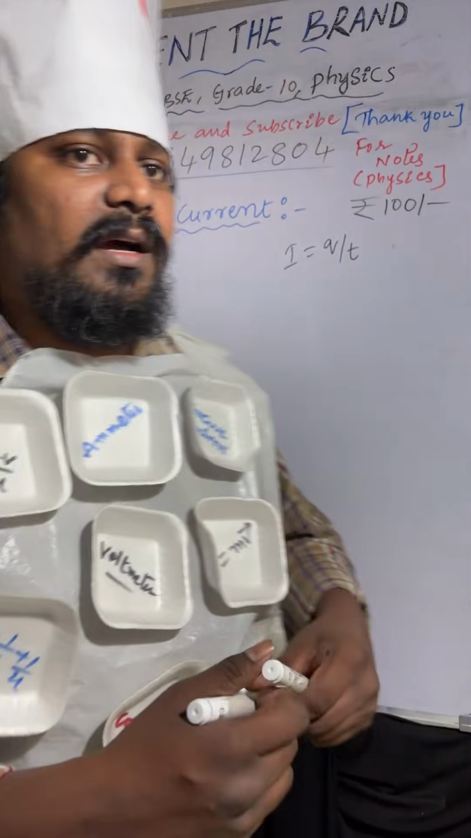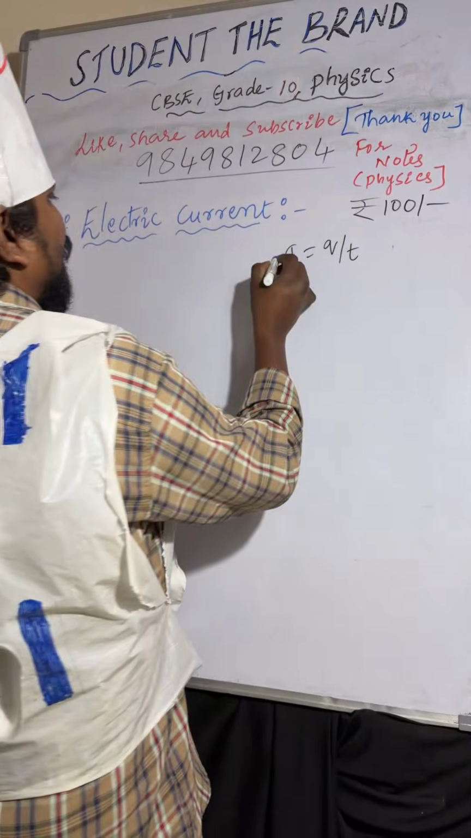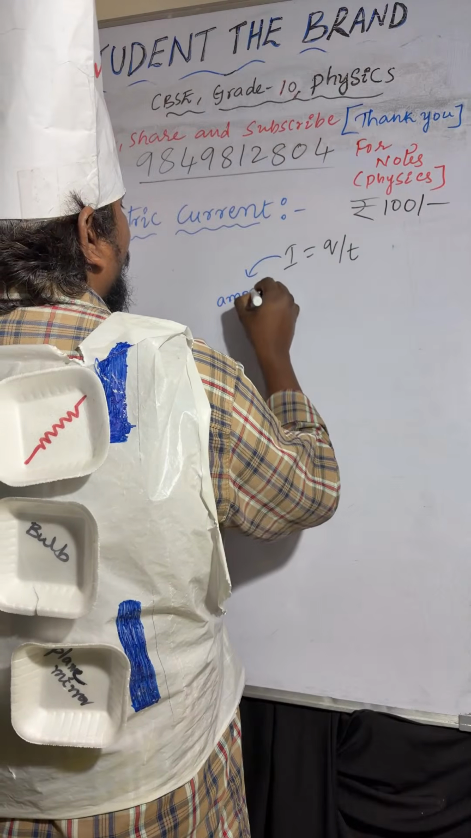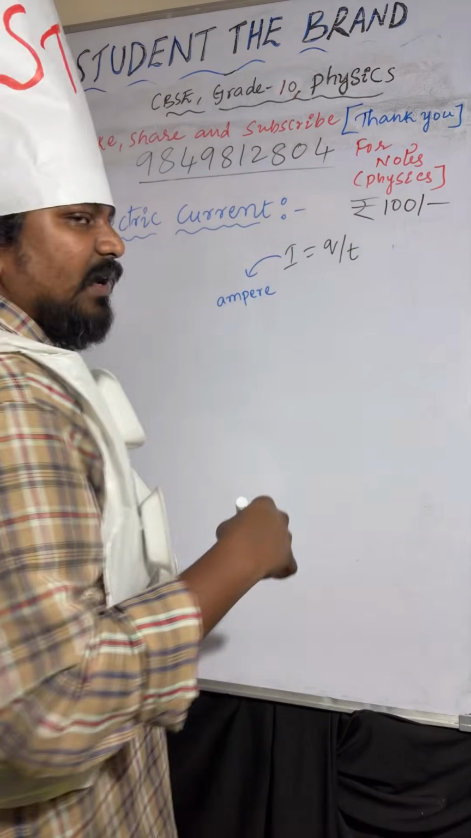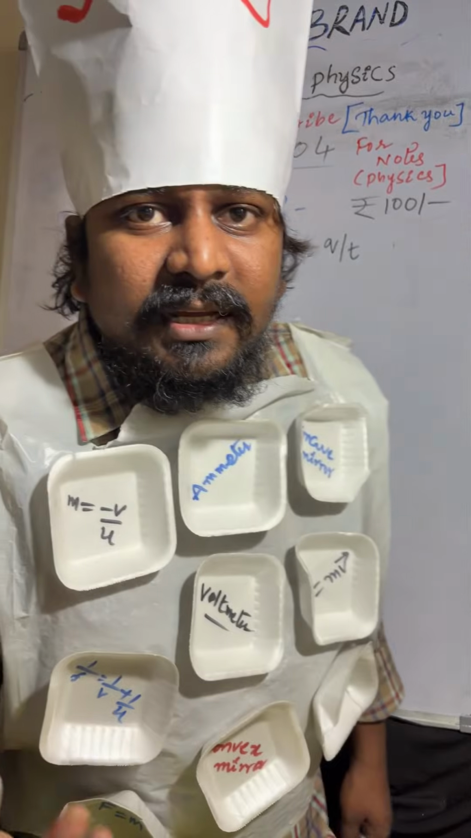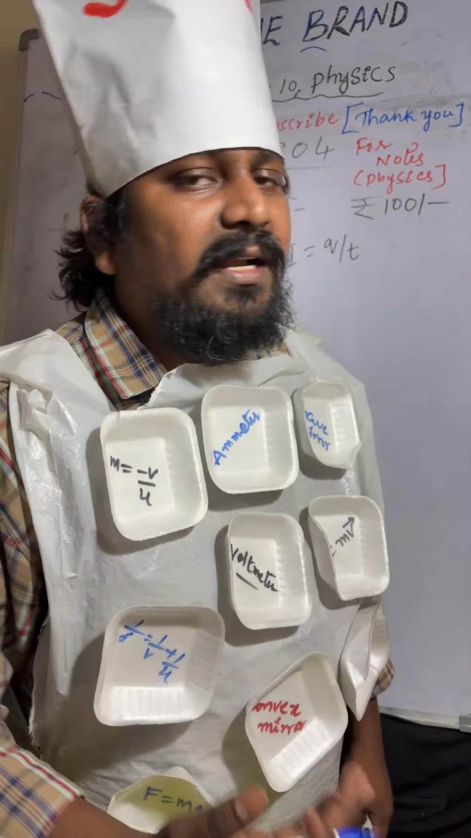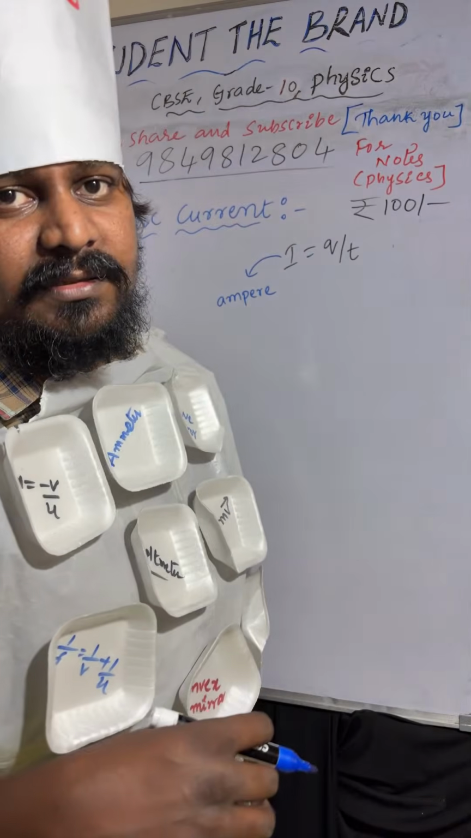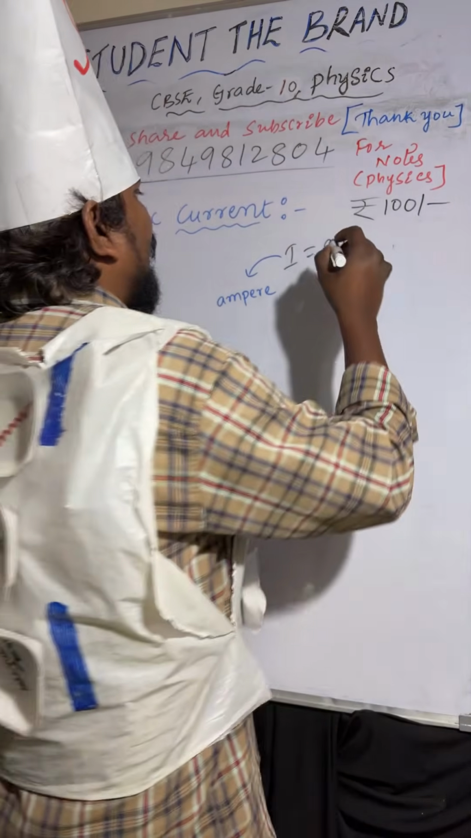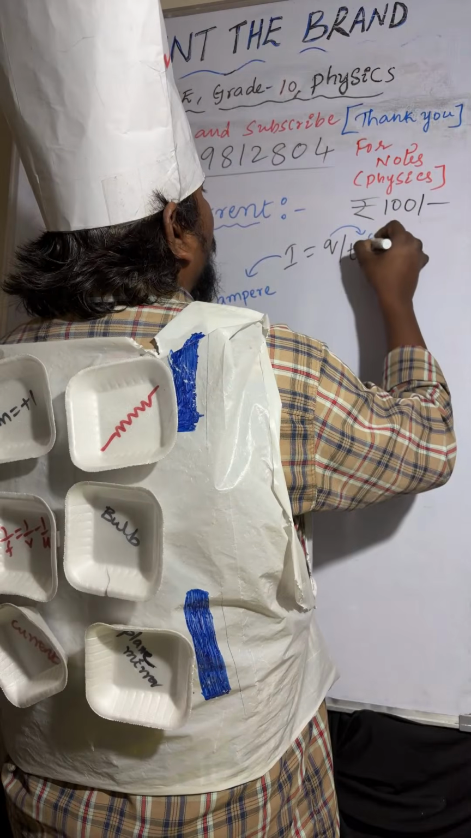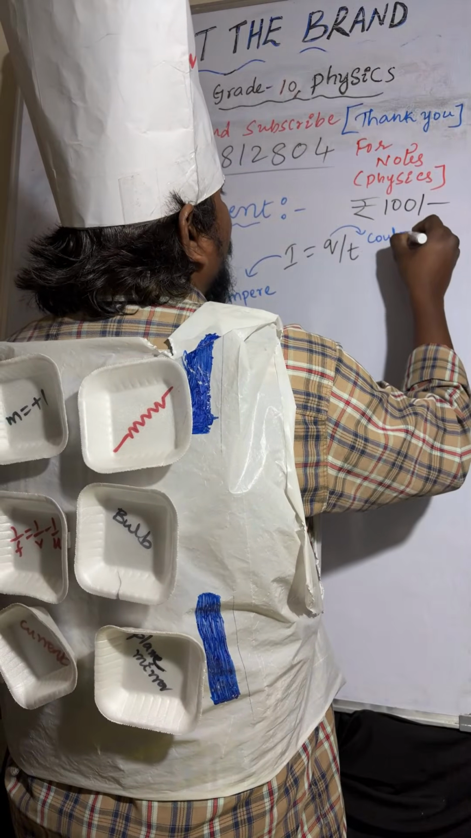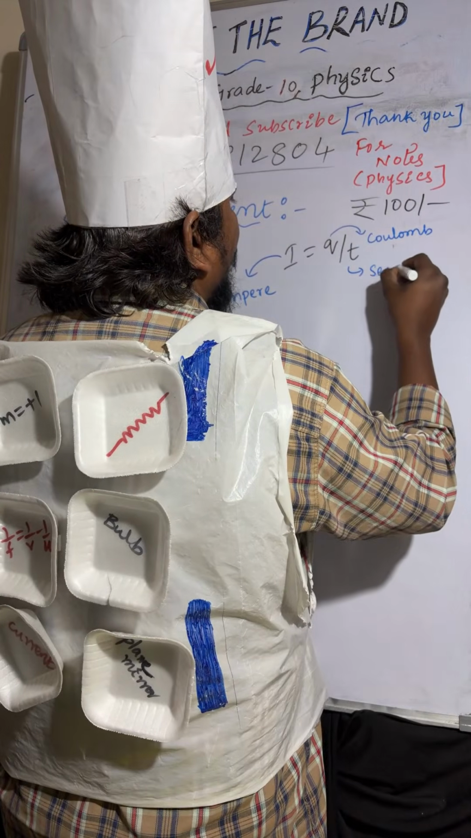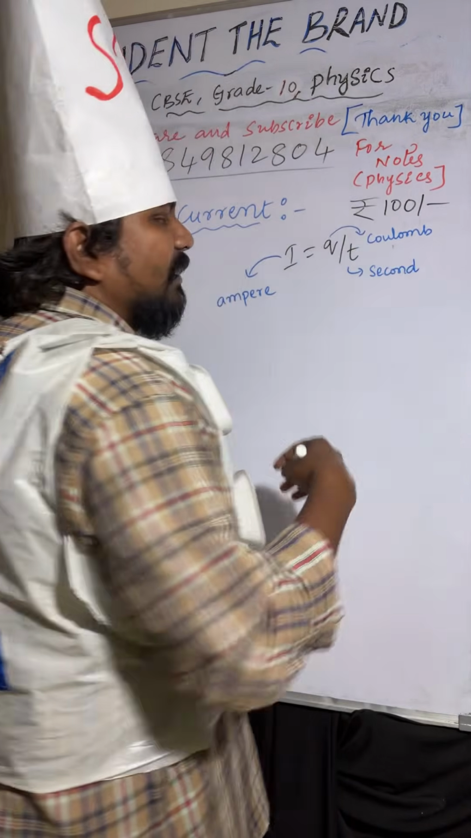Okay. So here, why are we writing ampere with a small letter? Ampere. The SI unit of current is ampere. Honoring the scientist, we write the unit in small letters. And the SI unit of charge is coulomb, and the SI unit of time is second.